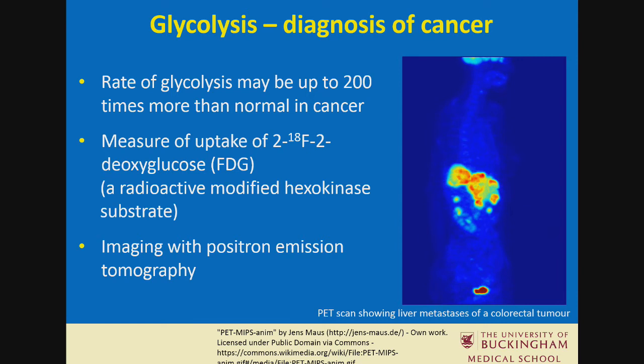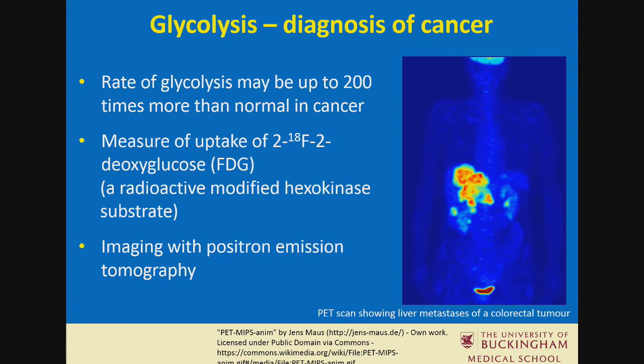Okay, so that's a bit of biochemistry. Now let's look at something that's a bit more clinical. So, in cancer, as you know, rapidly dividing cells, the rate of glycolysis may be up to 200 times more than in normal cells.